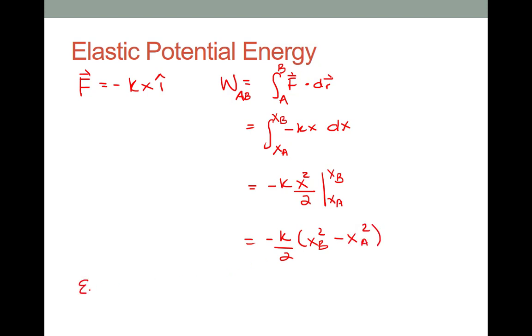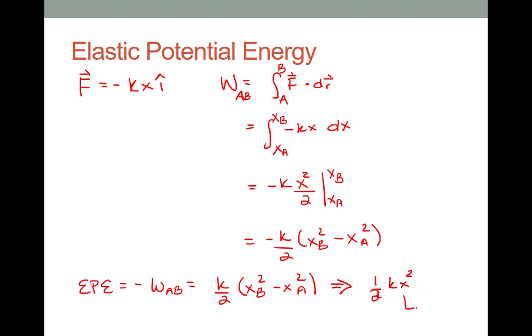So the elastic potential energy will be the negative of the work in this case, which will be k over 2 (xb squared minus xa squared). Often you will see this simplified down to just 1/2 kx squared, and there is an assumption with this form that this x is measured relative to the equilibrium position.